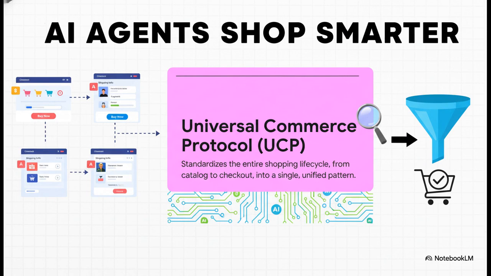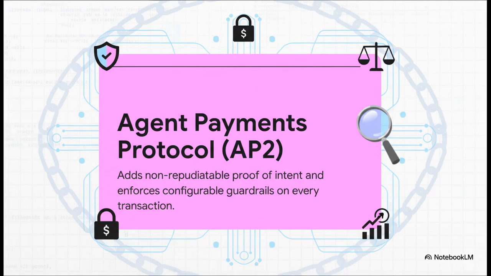But here's the problem. Every supplier has a different checkout API, and that's a mess. That's where the Universal Commerce Protocol, or UCP, comes in. It standardizes that entire shopping process into one single unified pattern, from looking at a catalog to actually placing the order. But hold on, who said it was okay to spend that money?